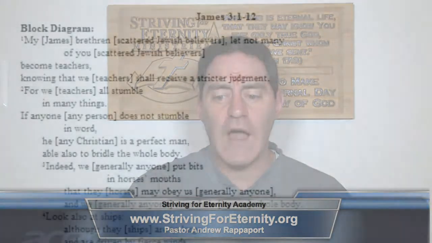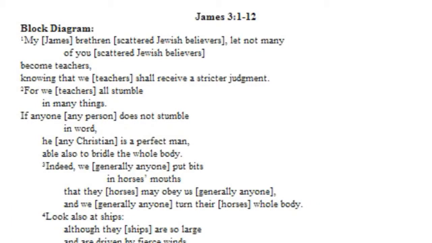This is actually a block diagram here. This is what a block diagram looks like. This was the first 12 verses of James chapter 3 that I have put here. Now this is from my actual notes, and you notice it says block diagram right up top. The reason is that I put it in my notes so that I never forget that I need to do this.